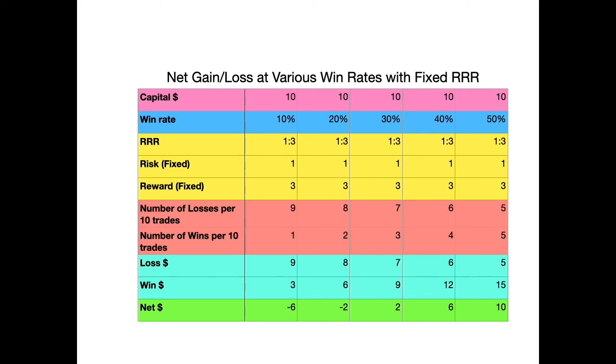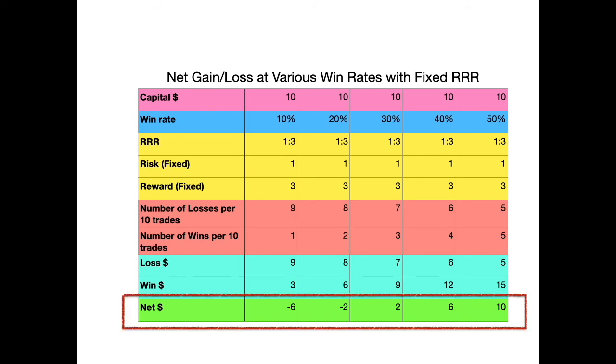Now let's look into this next chart. This chart computes for the net gain or loss at the various win rates with a fixed RRR. The purpose of this table is to find out what the minimum win rate should be with an RRR of 1:3. From the table, the capital is fixed at $10. At a win rate of 10%, meaning that the trader is right 1 out of 10 times and wrong 9 out of 10 times, and employing the 1:3 RRR, the net loss is at $6. So that's a 60% loss.